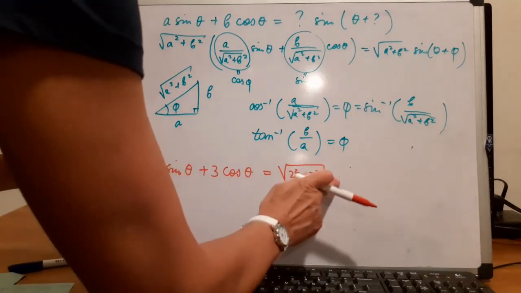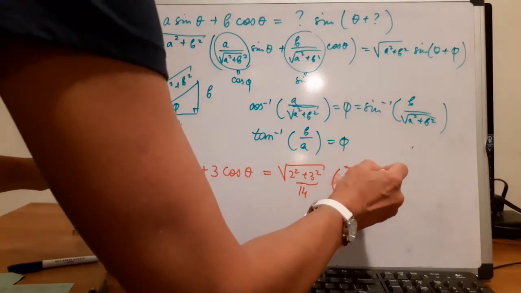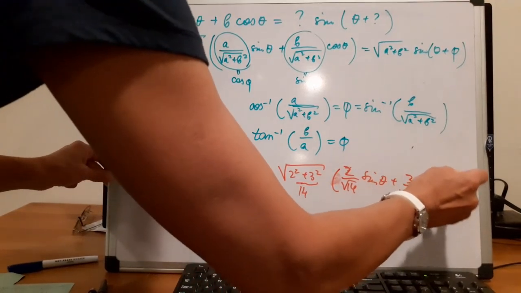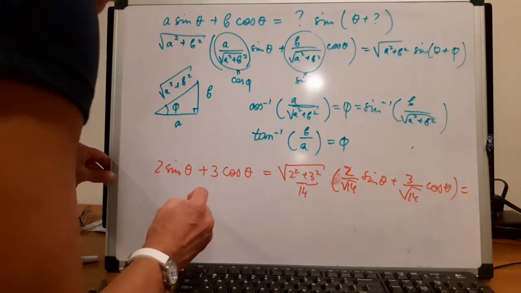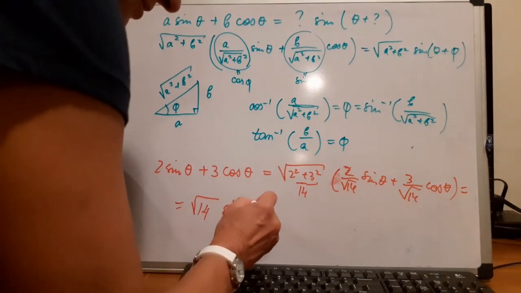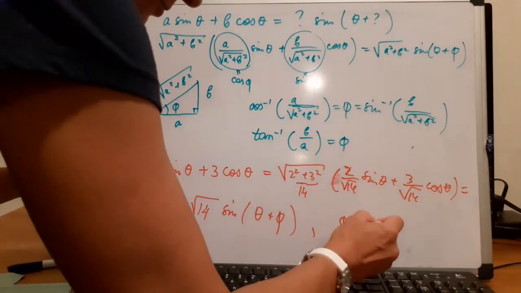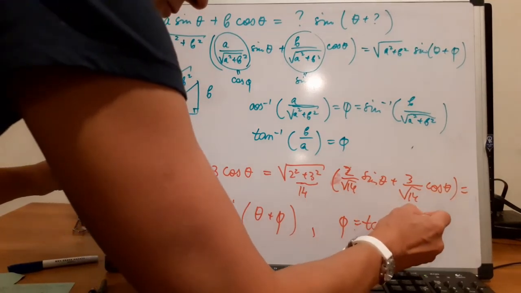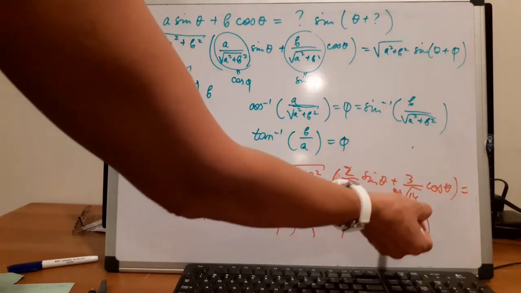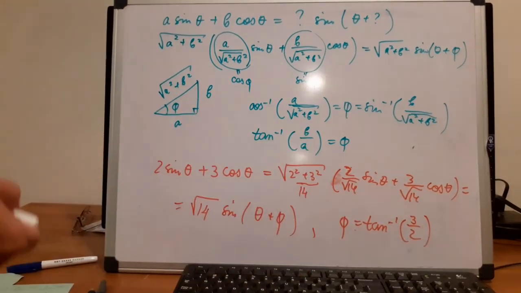So I'm going to have over here in parentheses 2 over square root of 14 sine of theta plus 3 over square root of 14 cosine of theta. After this point, we can just right away write down square root of 14 times sine of theta plus phi, and we can tell that phi equals tangent inverse of 3 over 2. This is kind of imaginary sine of phi over cosine of phi, sine over cosine is 3 over 2, and that's going to be the answer.